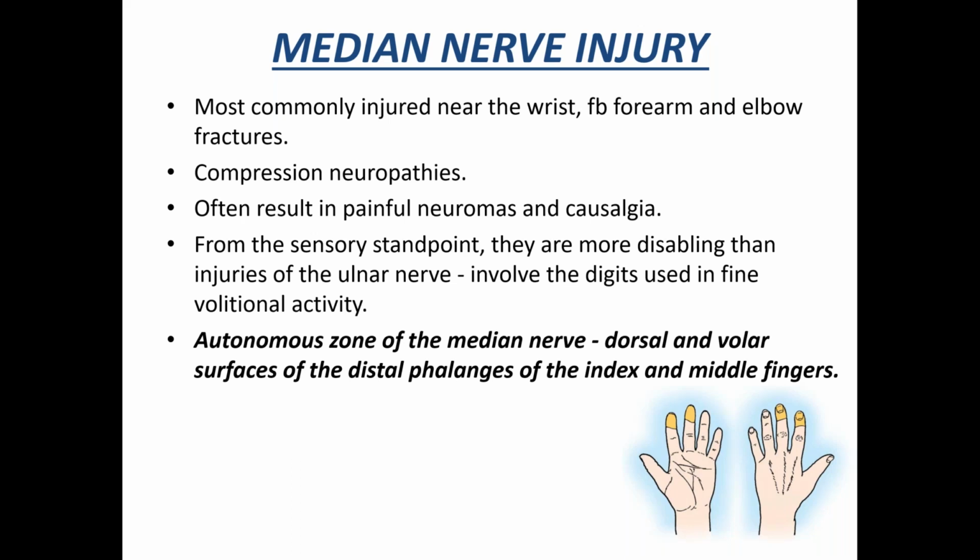From a sensory standpoint, they are more disabling than injuries of the ulnar nerve because sensations to three important digits, the thumb, the index and the middle finger, which are used to perceive sensations in most daily activities, are lost in median nerve injury. So they are very disabling injuries from the sensory point of view. The autonomous zone for the median nerve is the tip of the index and the middle finger.